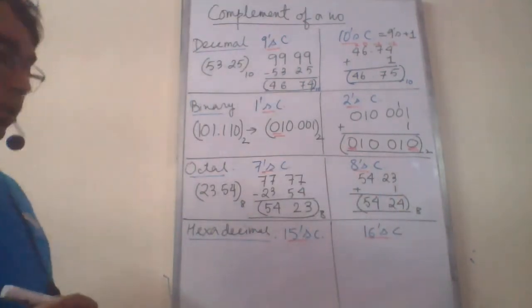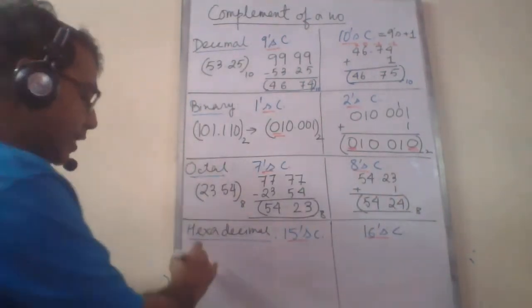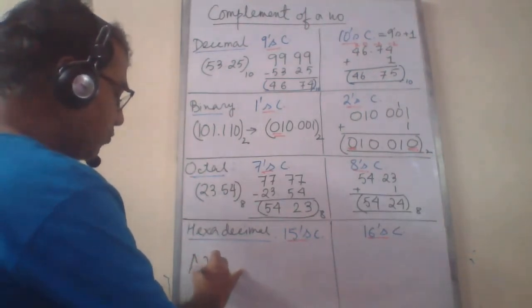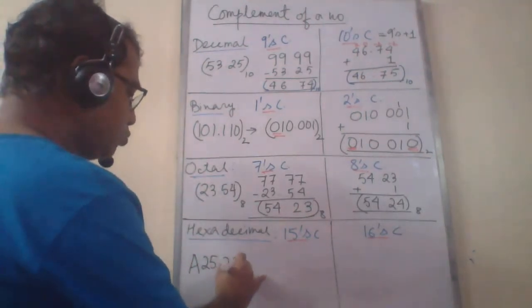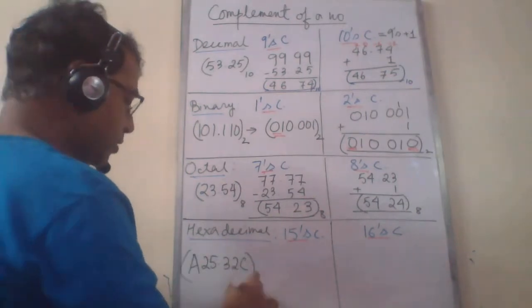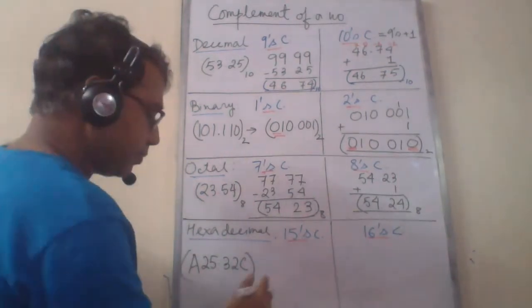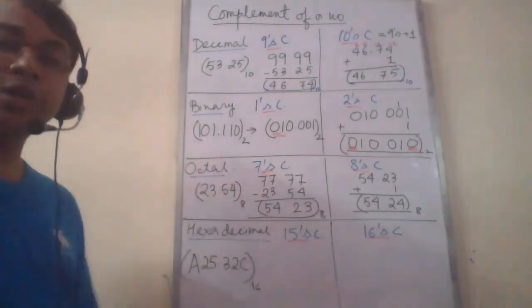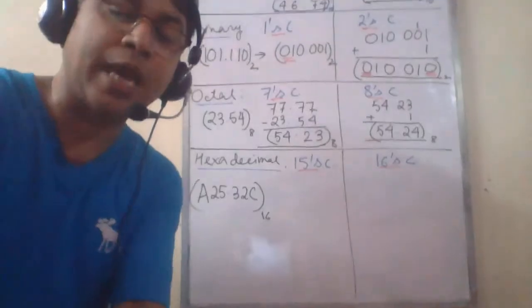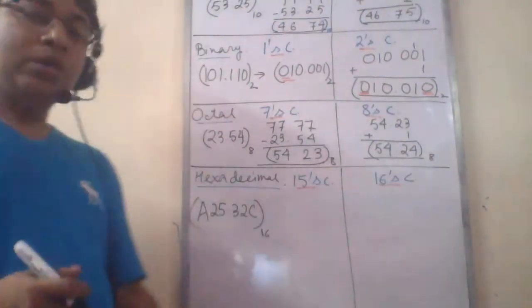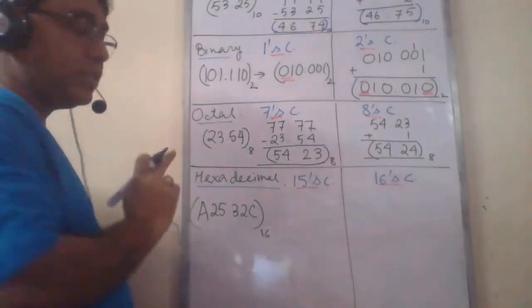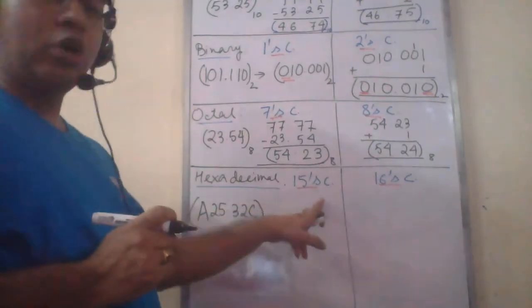Now comes hexadecimal. Let us take a number A25.32C. Suppose this is a hexadecimal number. Okay, let me adjust the camera. Yes, I have to find the 15's complement.